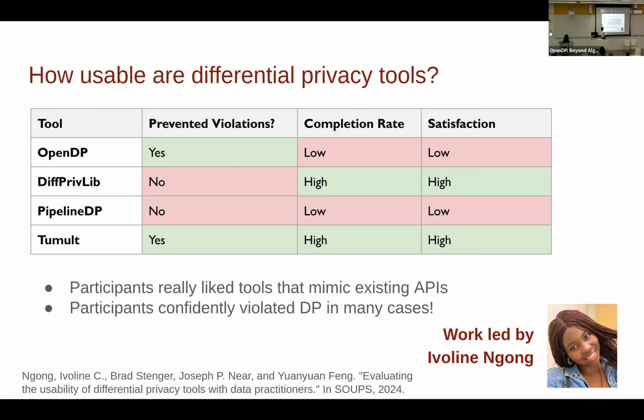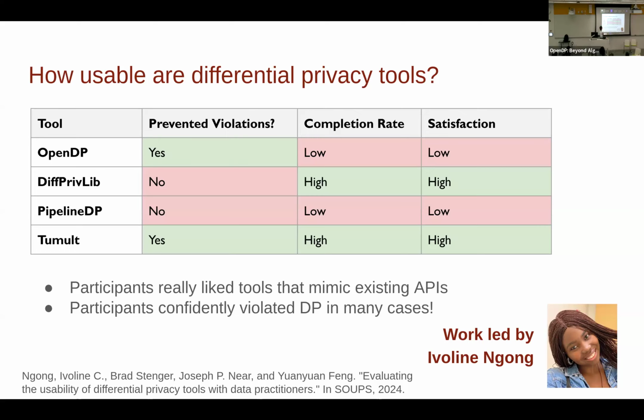So these were the 4 tools. This is my best attempt at summarizing the differences between the tools, and I'm going to use this table to talk about what we are doing okay at, and what we need to do better at. Prevented violations is whether people got the program correct, or whether it violated differential privacy. Completion rate is whether they finished the task they were supposed to do. Satisfaction was how much they liked using the tool.